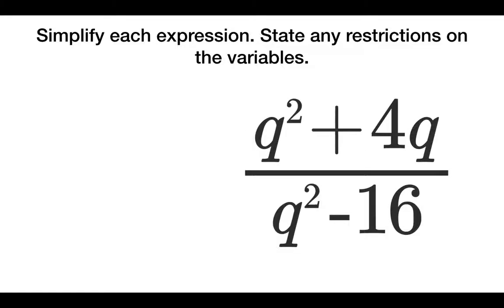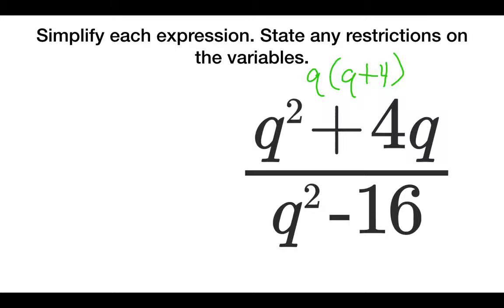All right, so now we're going to simplify this expression. It says to state any restrictions on the variables again, as before. So the first thing I'm going to do is try to factor out the top and bottom. On the top, I see that I have q squared plus 4q. I have no constant, so I'm probably not going to be factoring it out, but I can check for any greatest common factors. In this case, the greatest common factor is just the letter q. So this becomes q times q plus 4.